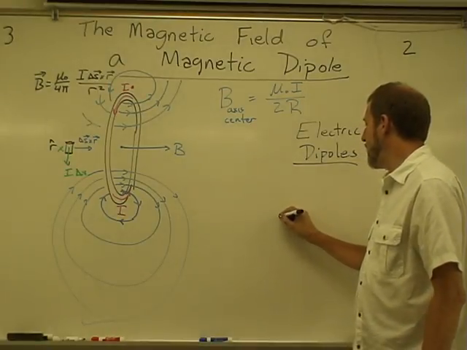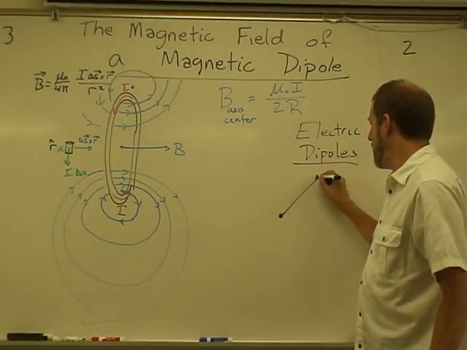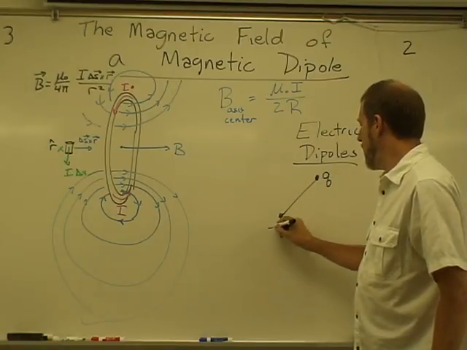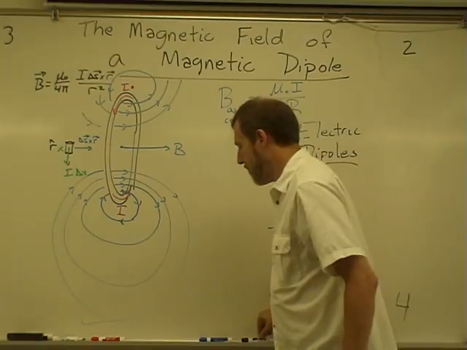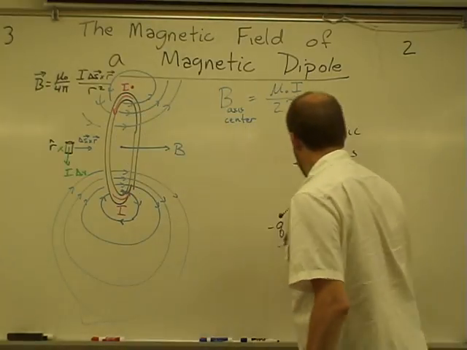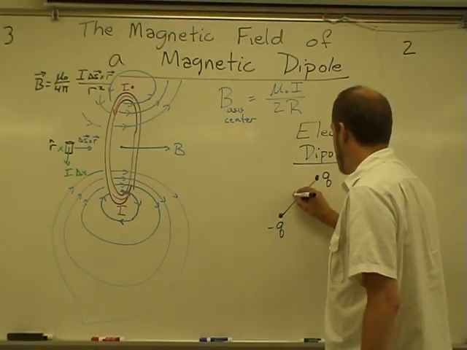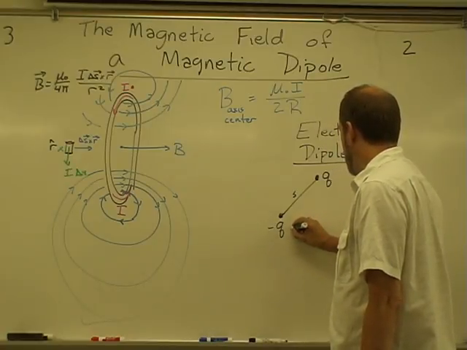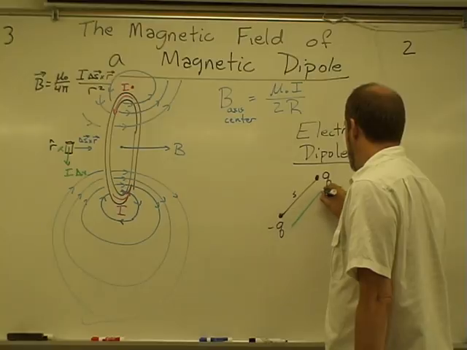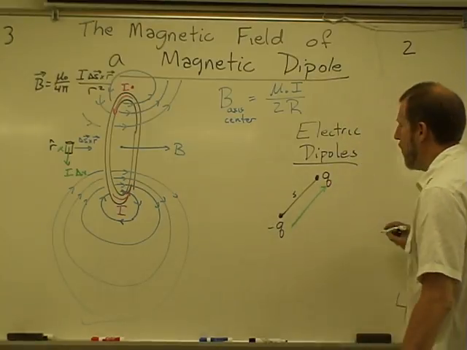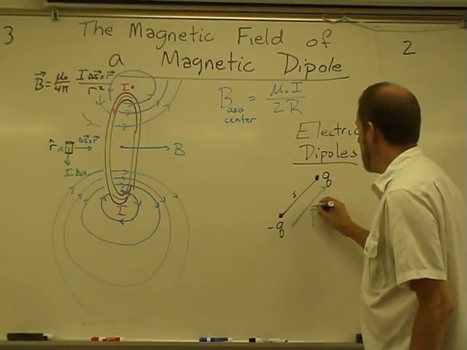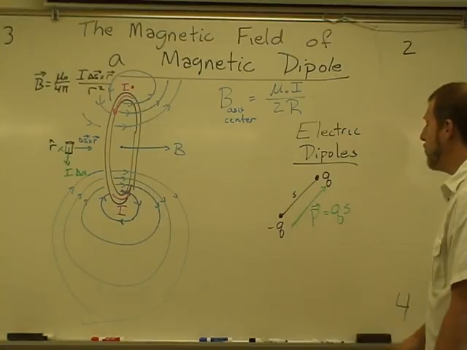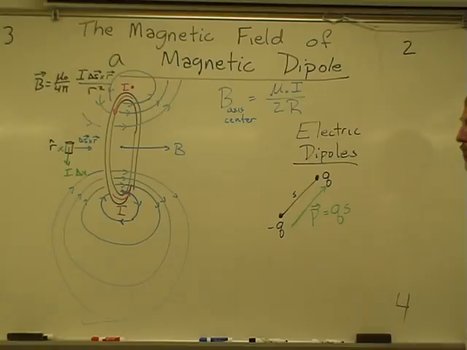Now, in the case of the electric dipole, I have two charges, positive and negative Q, separated by a distance S, and I defined an important characteristic of that dipole by drawing a vector P in the direction of S equal to the charge Q times the separation between the 2 points.